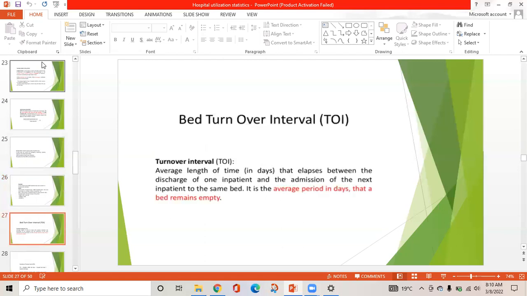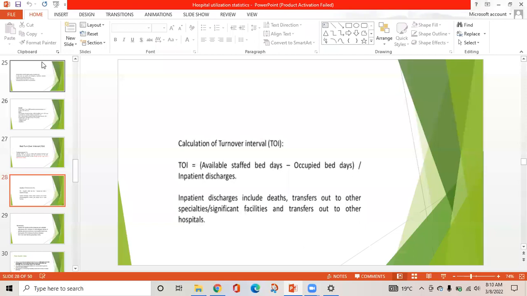Now, bed turnover interval. Turnover interval is the average length of time in days that elapses between the discharge of an inpatient and the admission of the next inpatient to the same bed. It is the average period in days that a bed remains empty. This slide shows a calculation of turnover interval. The formula shown is available staffed bed days minus occupied bed days, divided by inpatient discharges. Inpatient discharges include deaths, transfers out to other specialties or significant facilities, and transfers out to other hospitals.